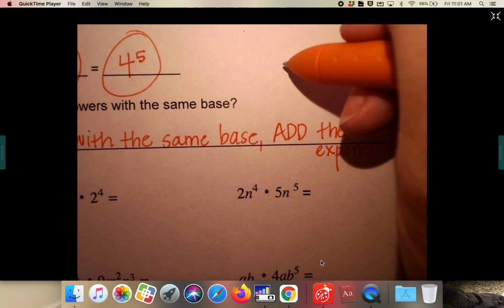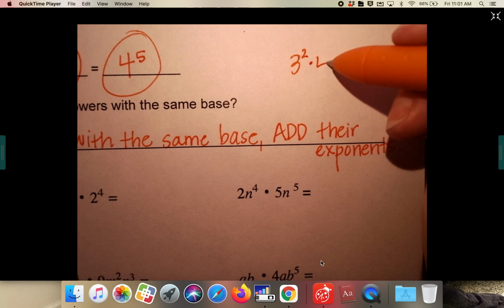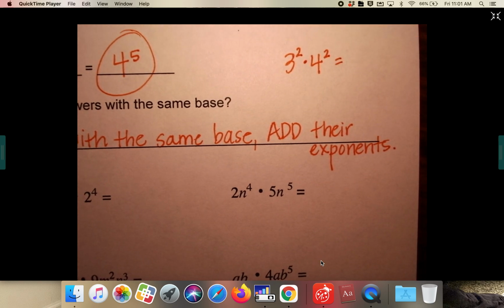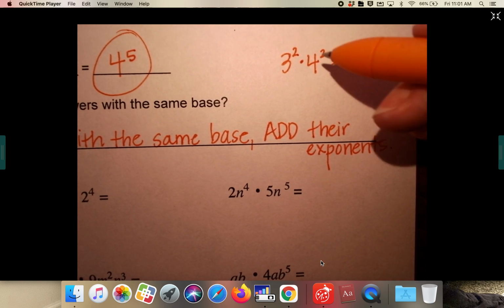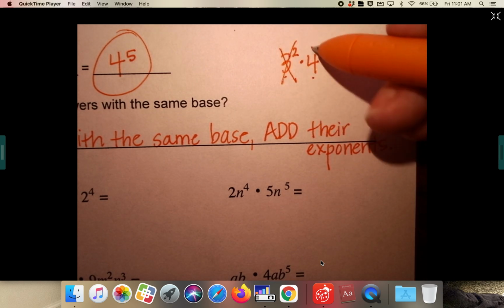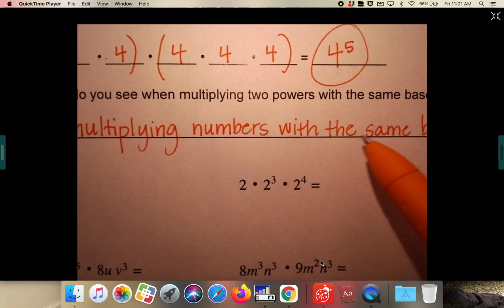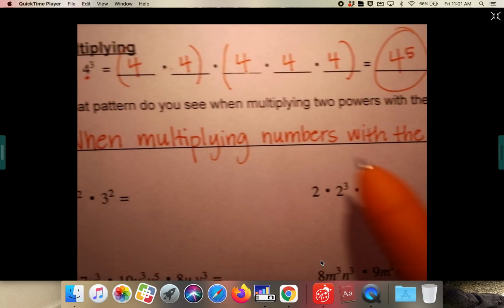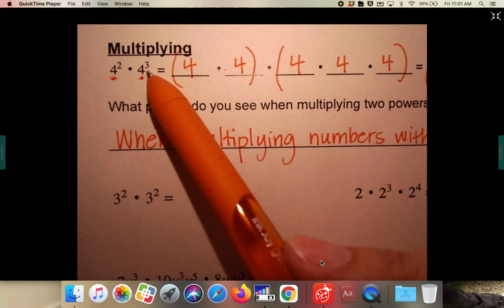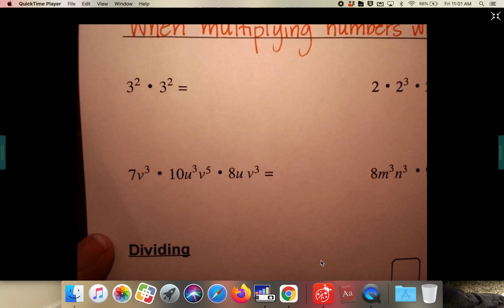So now let me give you a quick example, just somewhere in your notes you can write this. If we have 3 squared times 4 squared, you can't just say, oh, well, that will be something to the 4th power. These are not the same base, so it won't work. The only way it will work is if our numbers are the same base. That's the only way you can add their exponents. Okay, so let's go ahead and try a few.